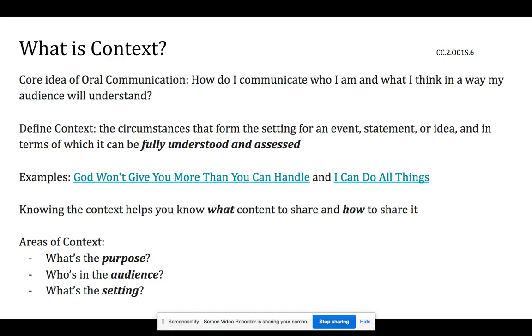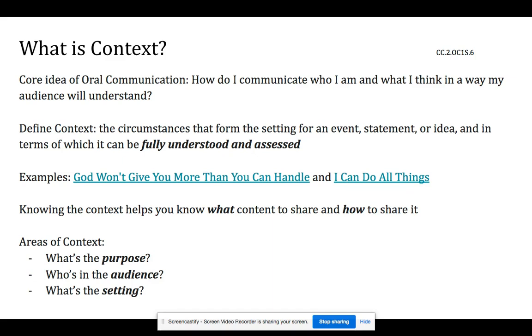Knowing the context is going to help you know what content to share and also how to share it with your audience. There are 3 areas of context that we're going to be talking about. First is what's the purpose? Next, who's in the audience? And finally, what's the setting?